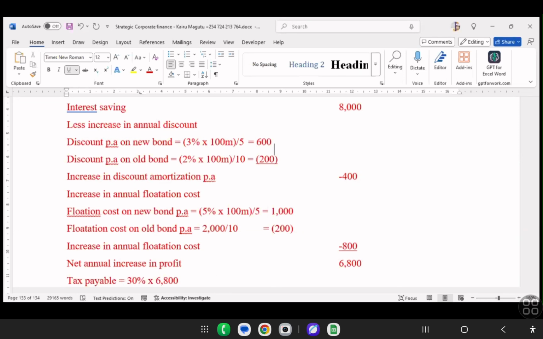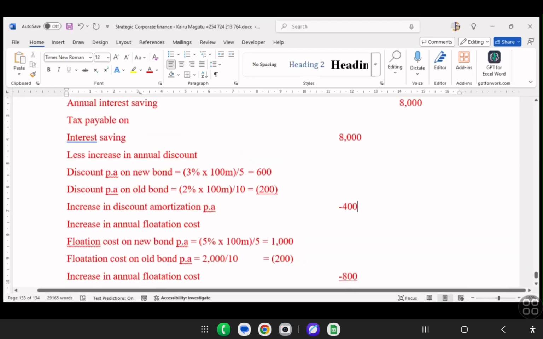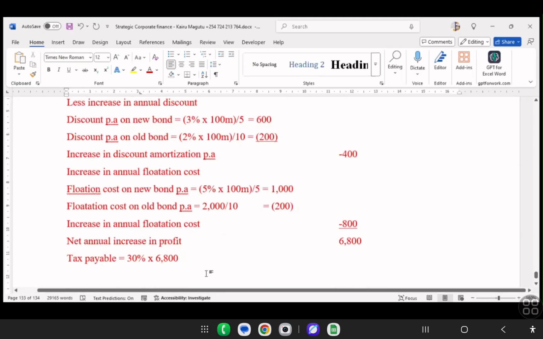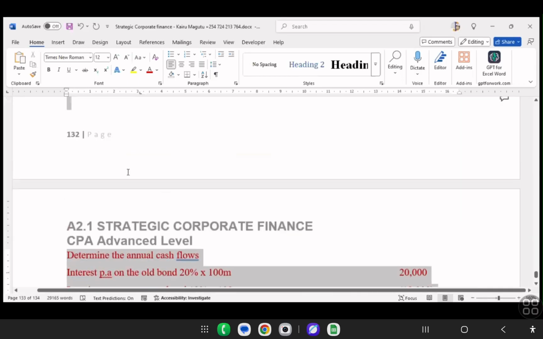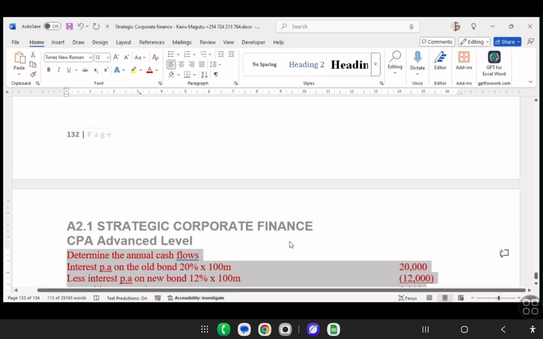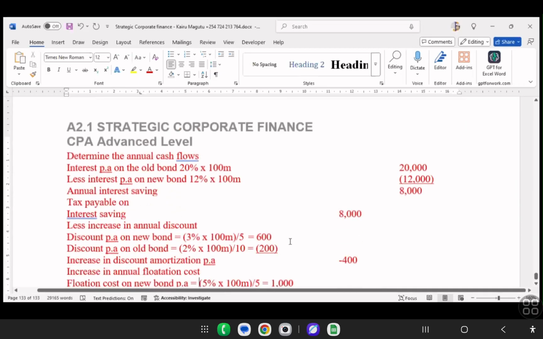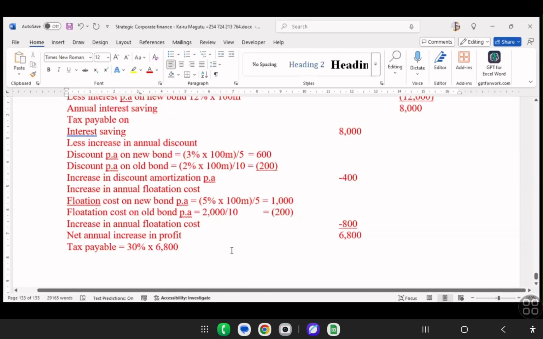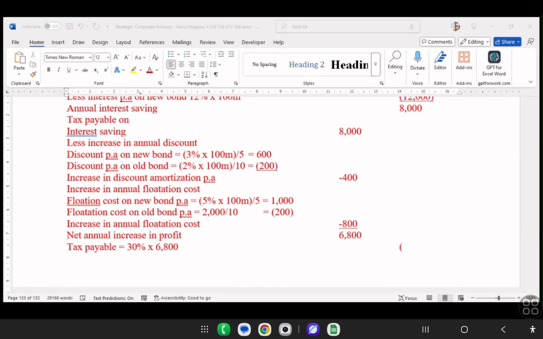How much is it? I want to squeeze this one so that we can have a clear visibility. Yeah, this one will give us a clear visibility. What is 30% multiplied by 68? That's tax. How much is this? Someone share.